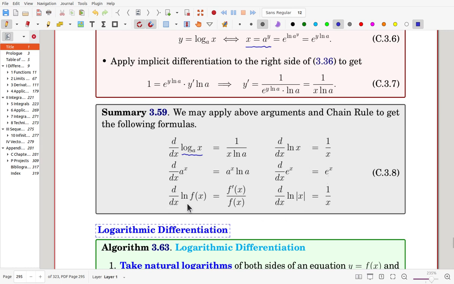And by using chain rule, the derivative of logarithm of f of x is f prime over f. And now here, even though x can be negative, with the absolute value it becomes positive. And this is a special case of that one, so that the derivative of logarithm of the absolute value of x is the same as 1 over x. Okay.